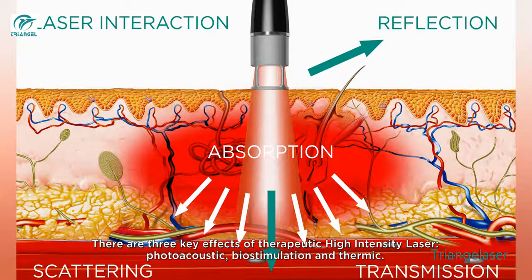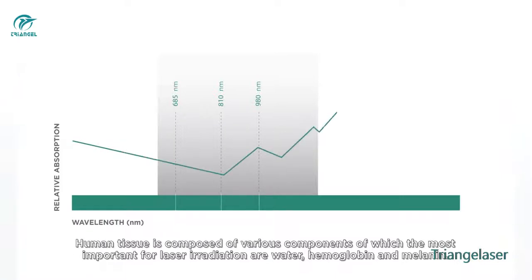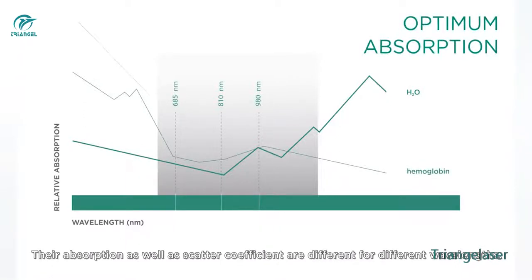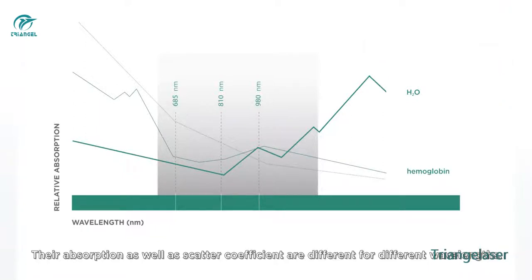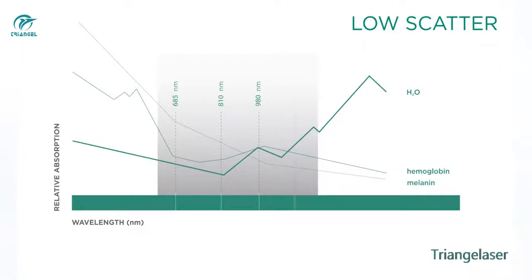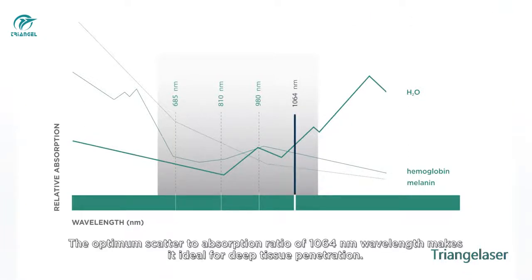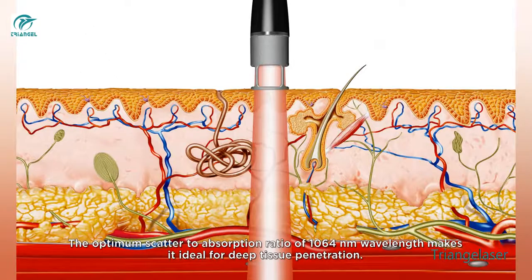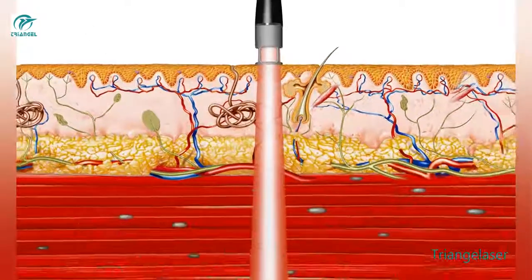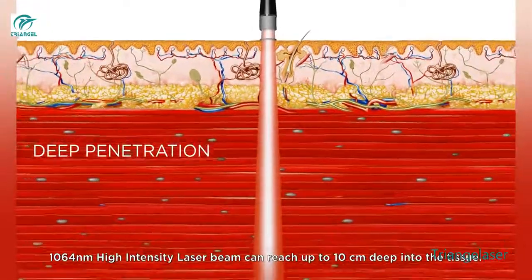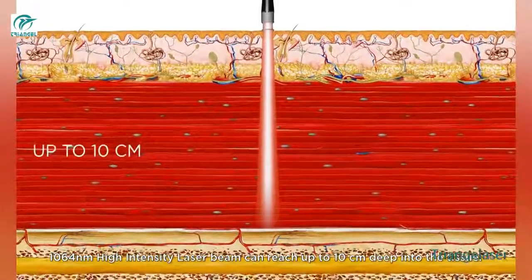There are 3 key effects of therapeutic high-intensity laser: photoacoustic, biostimulation, and thermic. Human tissue is composed of various components, of which the most important for laser irradiation are water, hemoglobin, and melanin. Their absorption, as well as the scatter coefficient, are different for different wavelengths. The optimum scatter to absorption ratio of 1064 nanometer wavelength makes it ideal for deep tissue penetration. A 1064 nanometer high-intensity laser beam can reach up to 10 centimeters deep into the tissue.